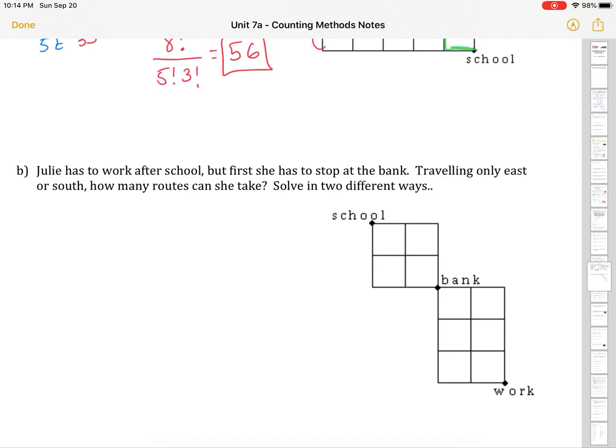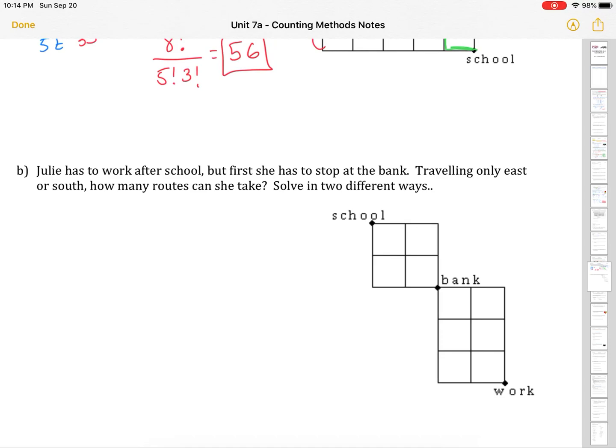Now, Julie has to work after school, but first she has to stop at the bank. Traveling only east or south, how many routes can she take? And in the one before, it said solve in 2 different ways. I like our factorial way. Yeah, okay, we're going to do it that way.